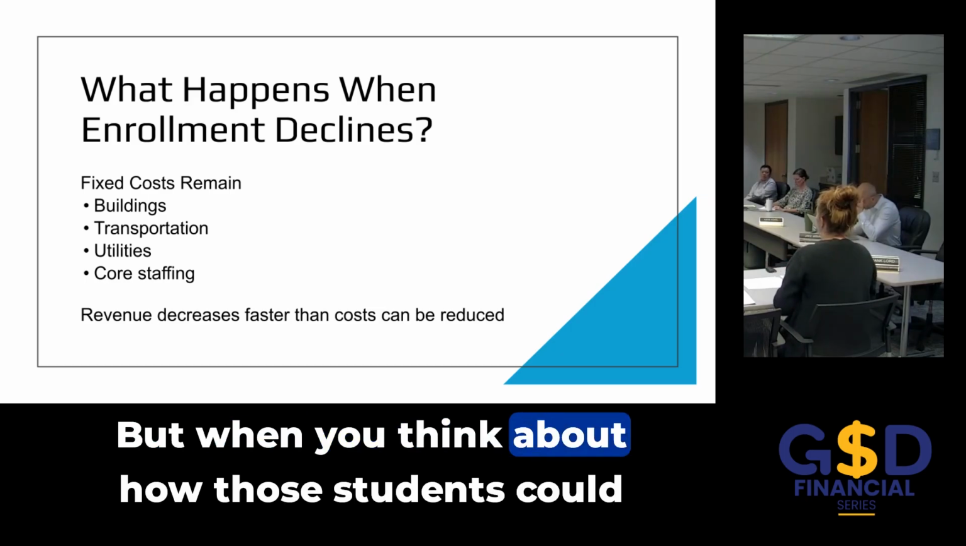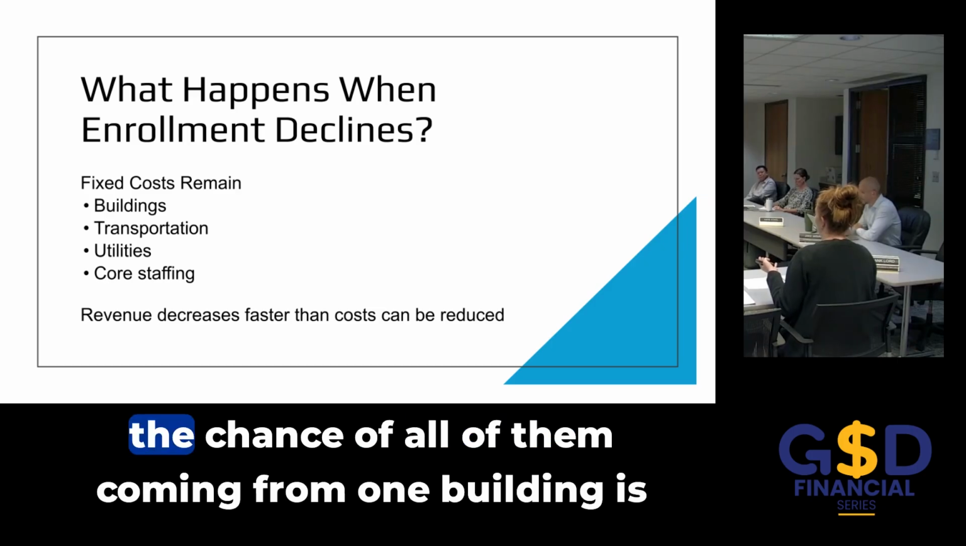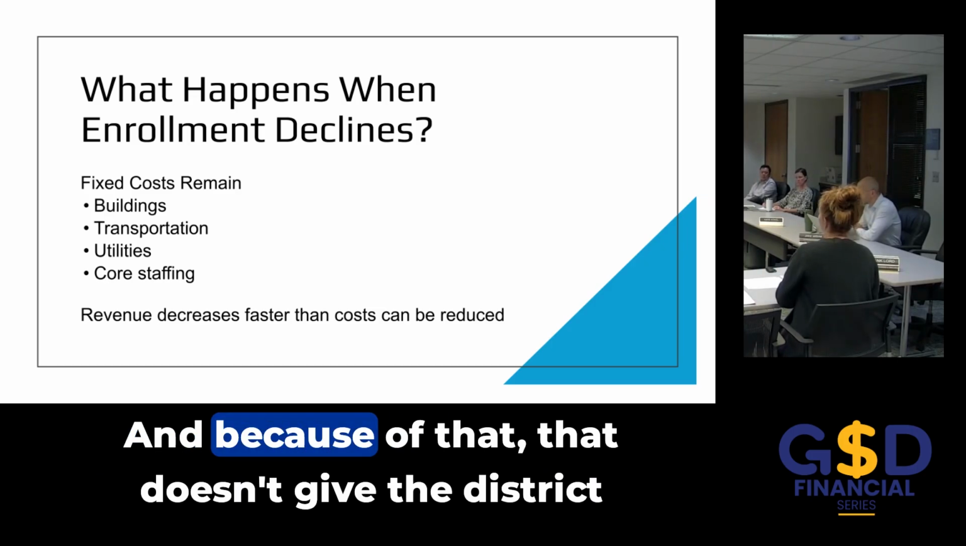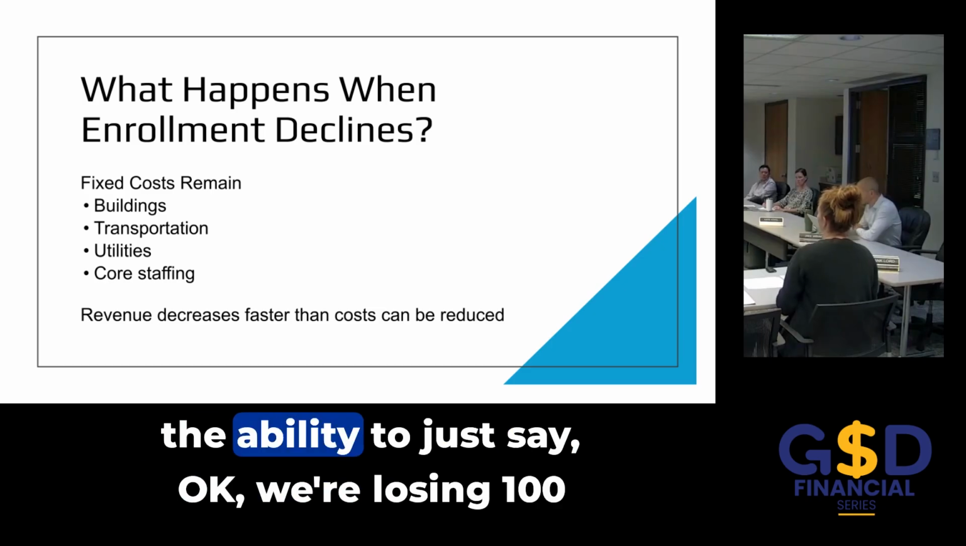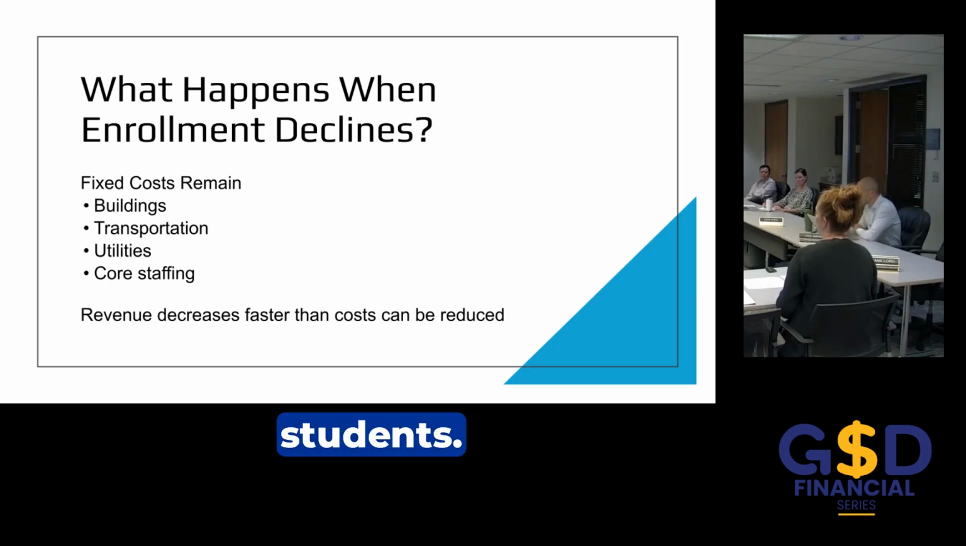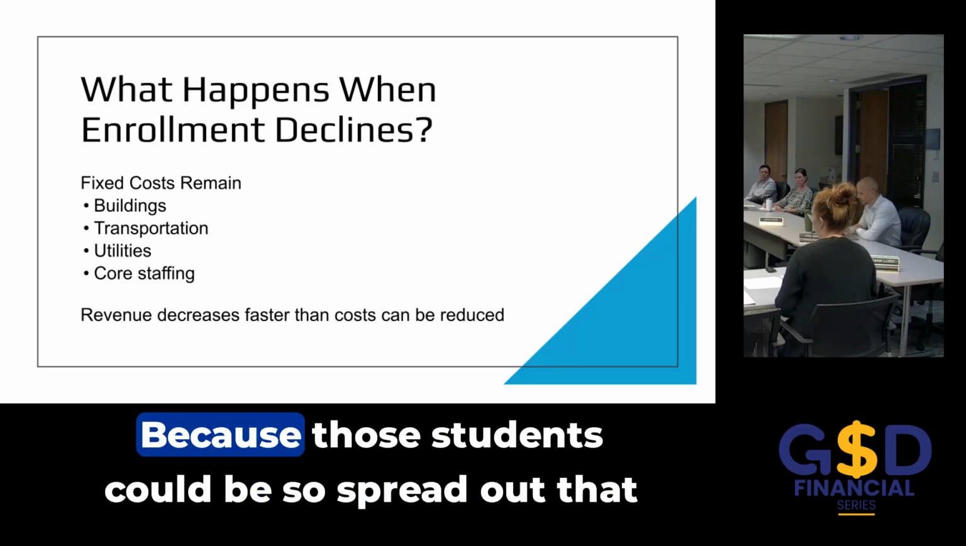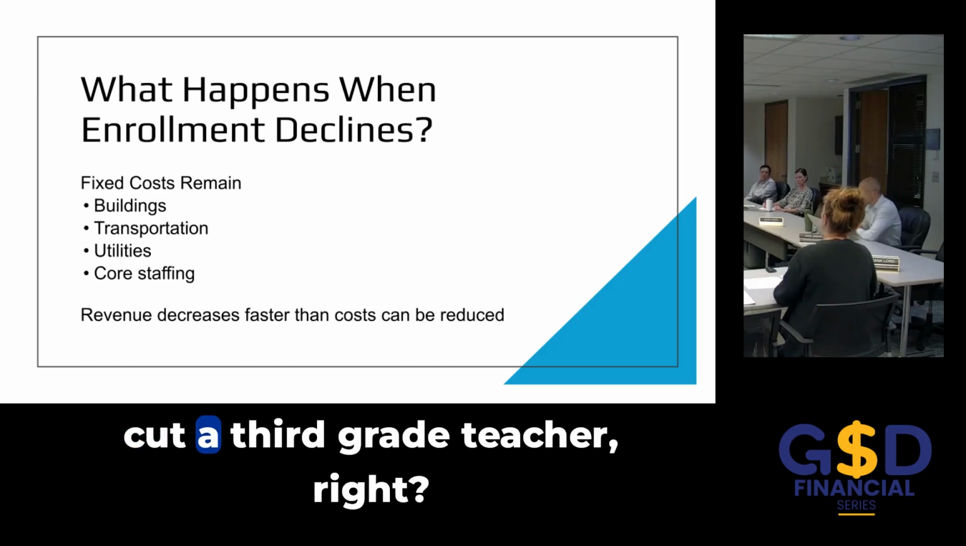But when you think about how those students could potentially be spread out, the chance of all of them coming from one building is probably pretty slim. And because of that, that doesn't give the district the ability to just say, okay, we're losing 100 students, that automatically means that we're cutting one FTE, right? Because those students could be so spread out that you can't cut a third grade teacher, right?